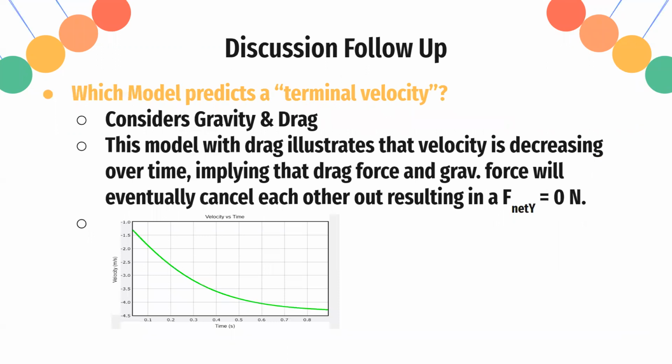Which model better predicts a terminal velocity? It would be the one that considers gravity and drag, because this model illustrates the velocity leveling off over time. It implies that the drag force and gravitational force will eventually cancel out, resulting in a net force of 0.